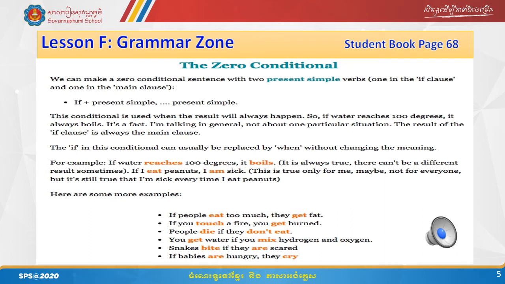If people eat too much, they get fat. If you touch a fire, you get burned. People die if they don't eat. You get water if you mix hydrogen and oxygen. Snakes bite if they are scared. If babies are hungry, they cry. And in these examples, you can see the if part of the sentence sometimes comes first and sometimes comes last. Both are correct. Okay, let's move on.